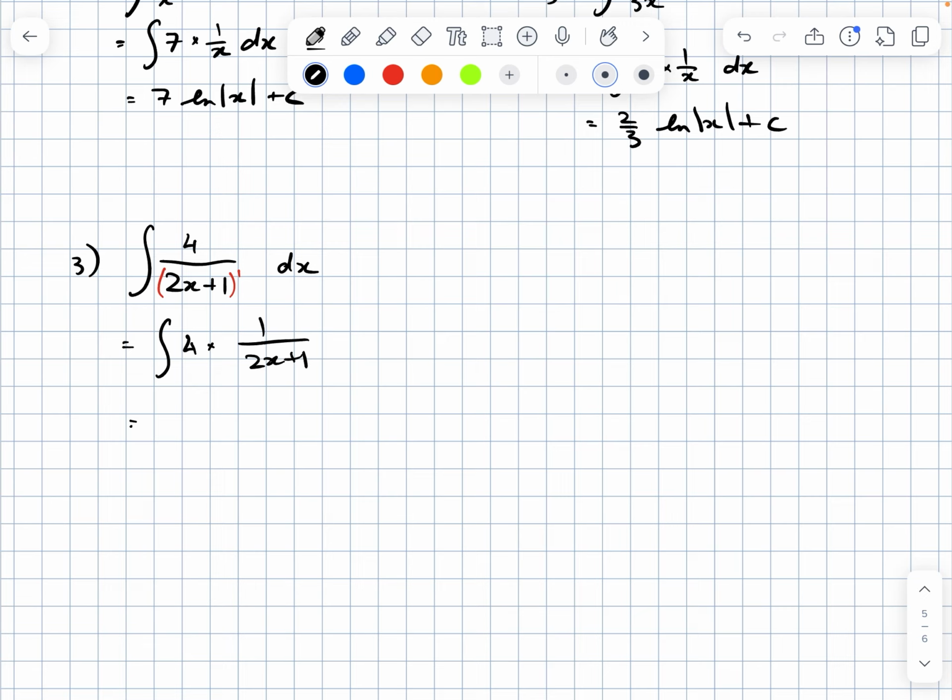So this will equal 4 ln, and I put the whole denominator in, |2x plus 1|, and then just like before, we divide by the derivative of the brackets. I'm going to divide by the derivative of this bracket, which is 2, plus c, which gives me 2 ln |2x plus 1| plus c.